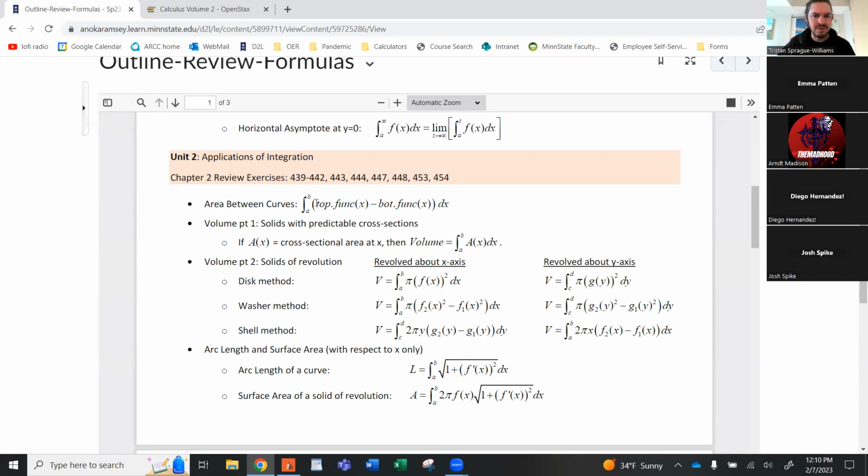Yeah, area between curves, top function minus bottom function, that kind of thing. But then that's vertical. That's dx. You could flip this around and make it horizontal as well. It would be slightly different.